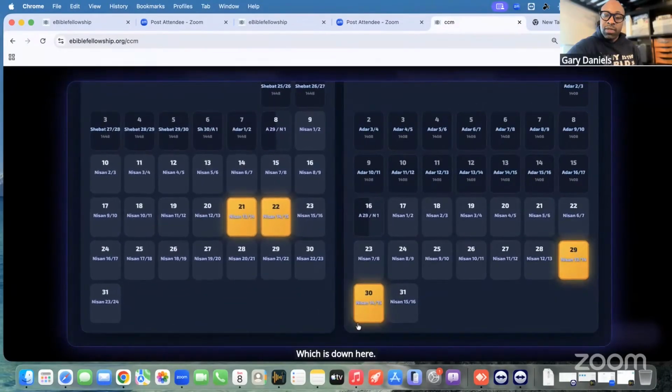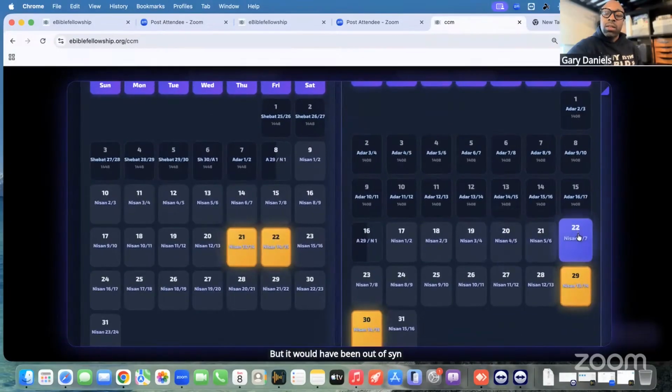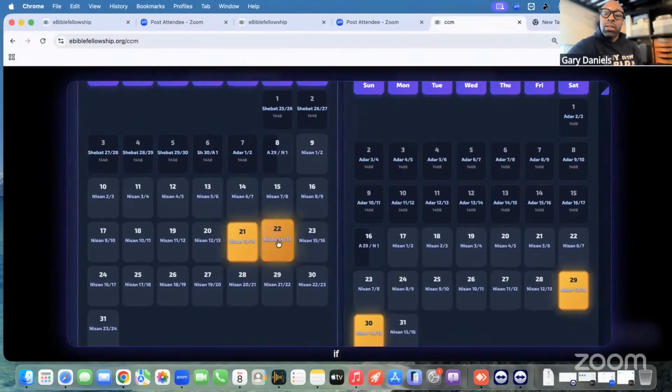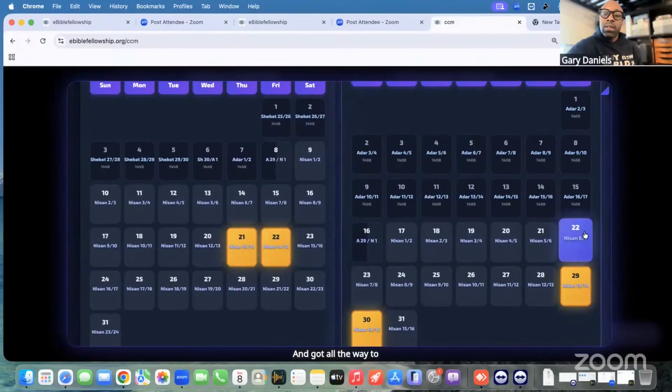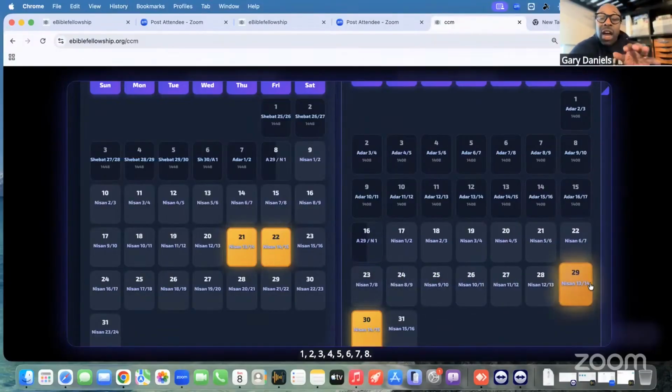Well, I don't have it showing, right? And it would have been out of sync, because if we went from March 22nd in this year and got all the way to March 22nd here, and we counted 8 days later: one, two, three, four, 5, 6, 7, 8. Wow. So God is hiding the fact that there is this offset by giving some of this sojourn language. Exactly.